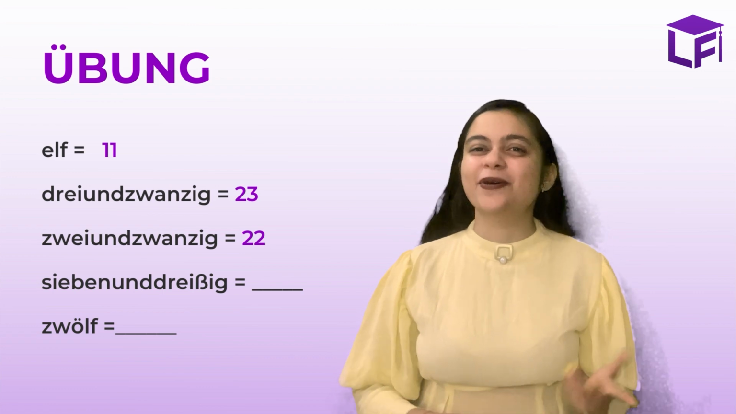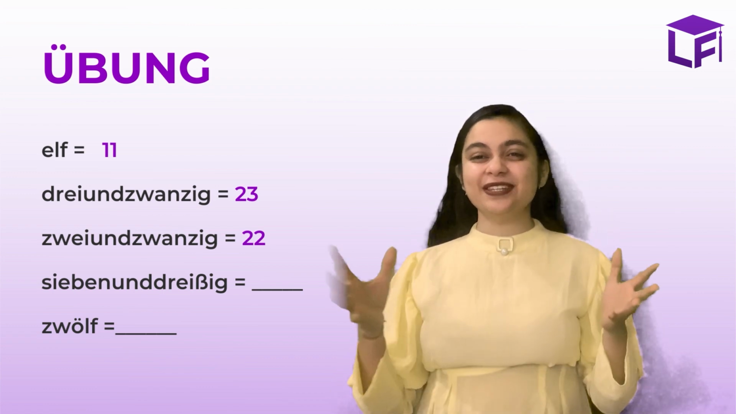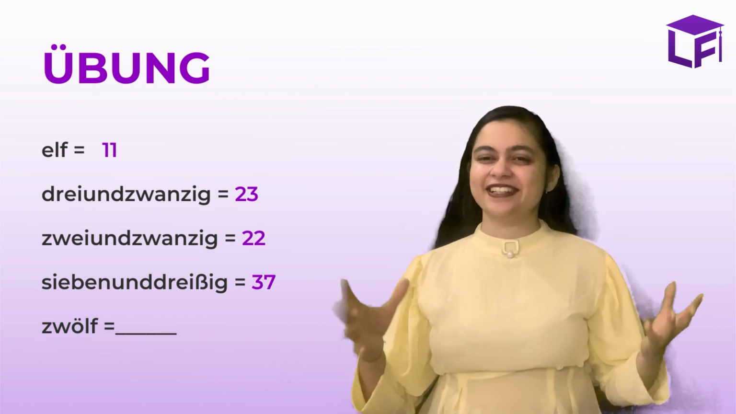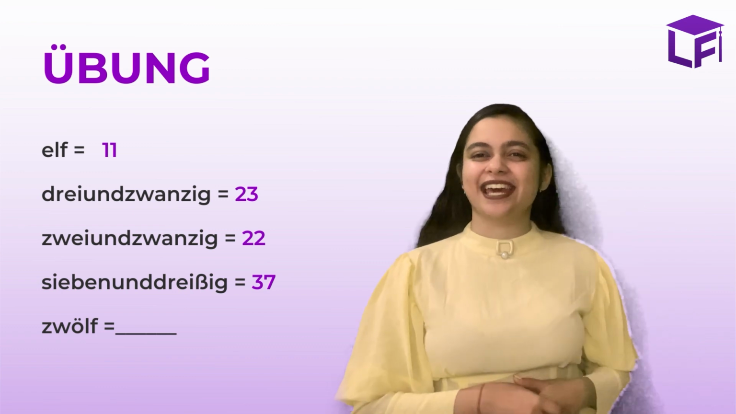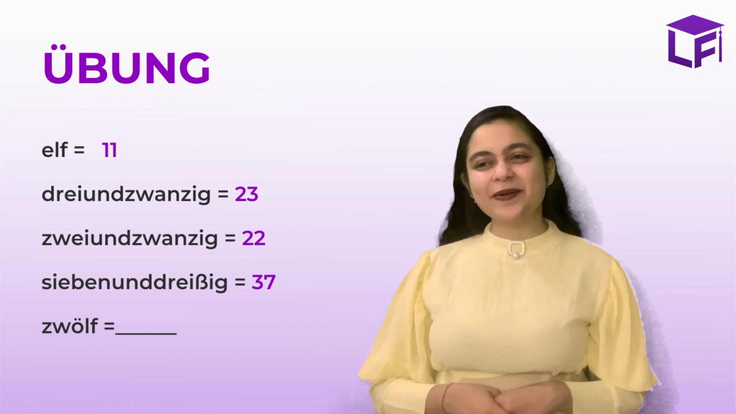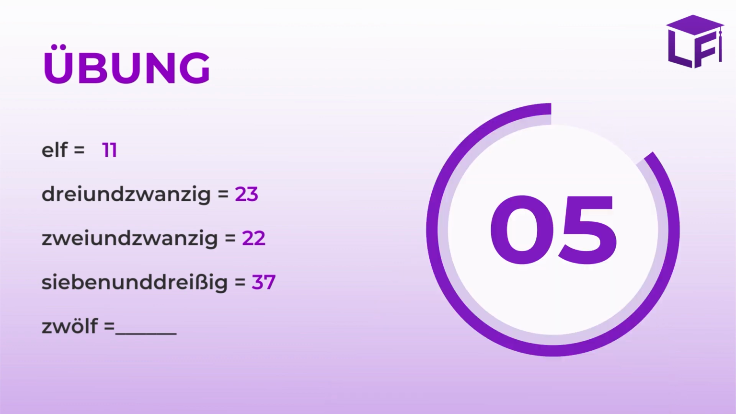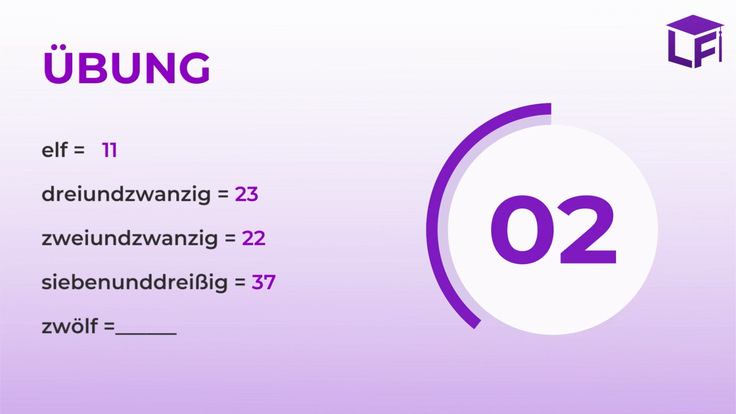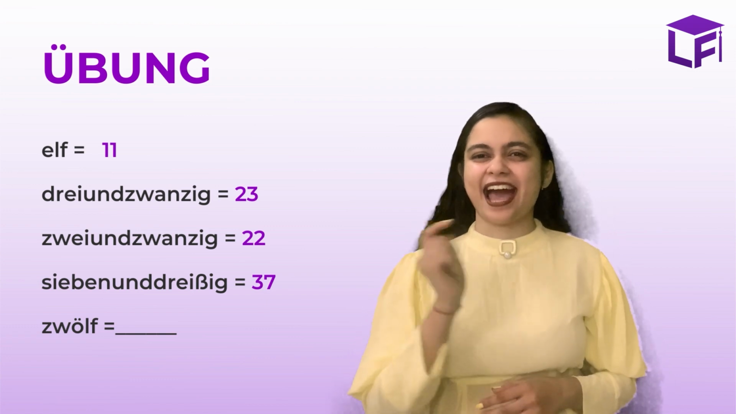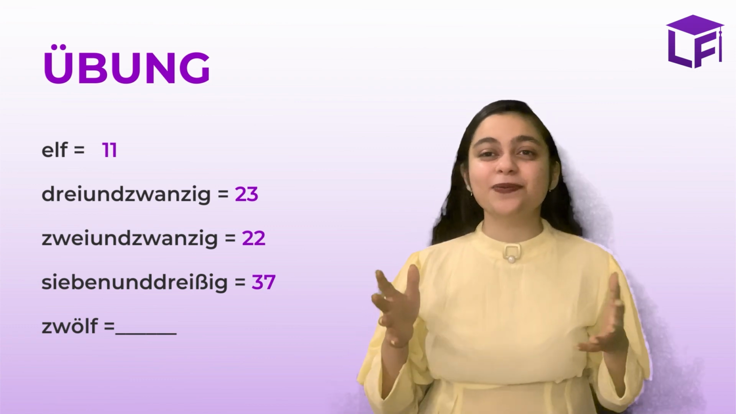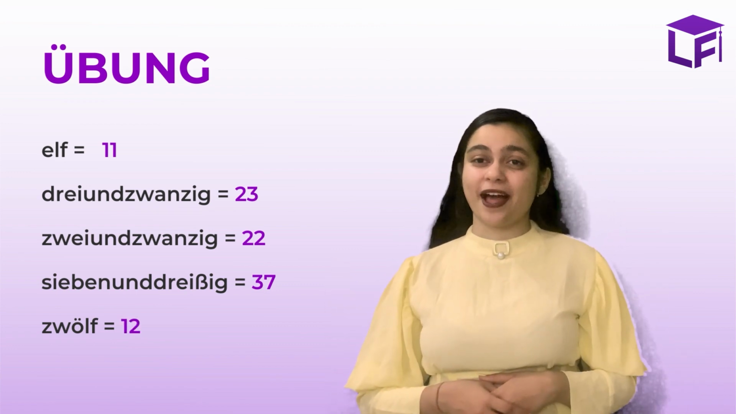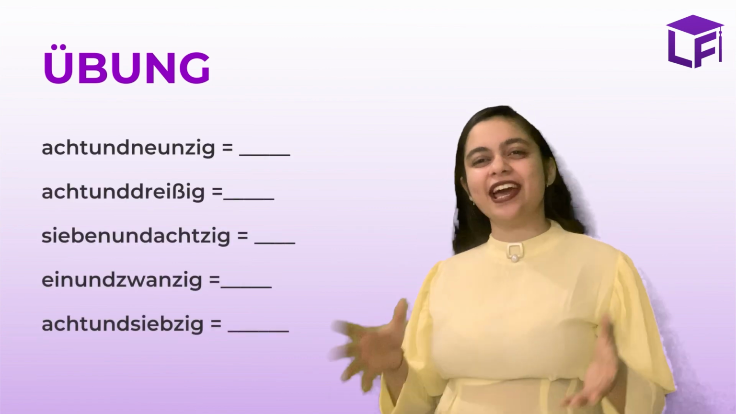Okay, so what is your answer? Absolutely correct. It's 37. Alright, moving on to the fifth question of the day. What is 12? Okay, yes, that's absolutely the correct answer. 12 is 12 in German. That's excellent. Okay, moving on to the next question for the day.